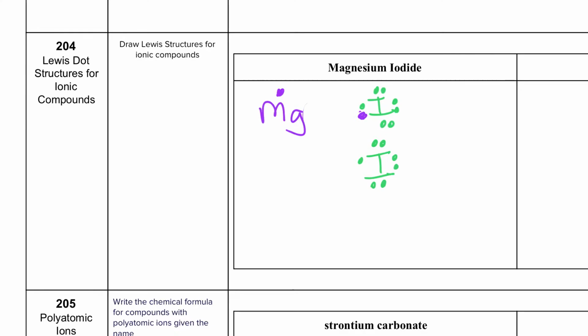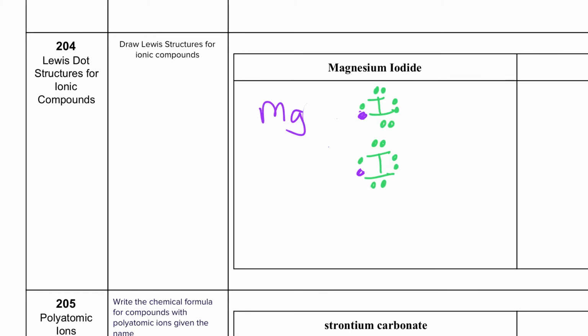Okay, and then this electron is going to go all the way over there. And then we're going to erase. We can erase this. And that. And so this valence electron is here. Now magnesium's happy because it got rid of its valence electrons in its outer shell. And iodine is happy because it's got a complete octet in its valence shell.